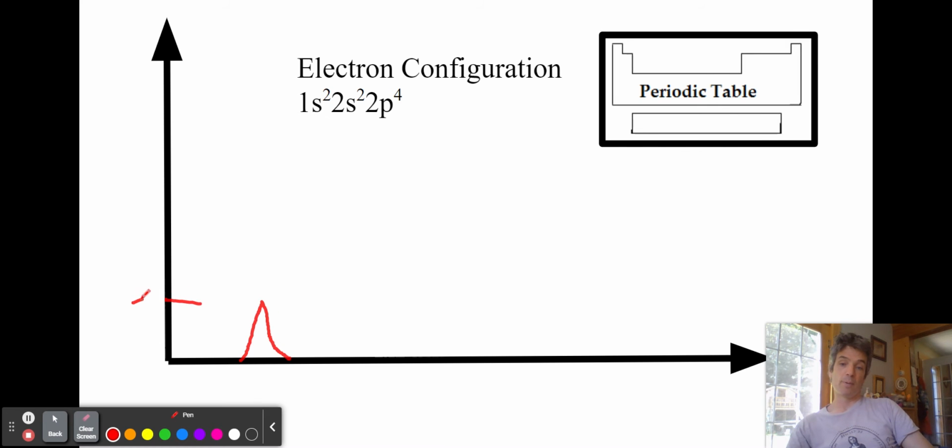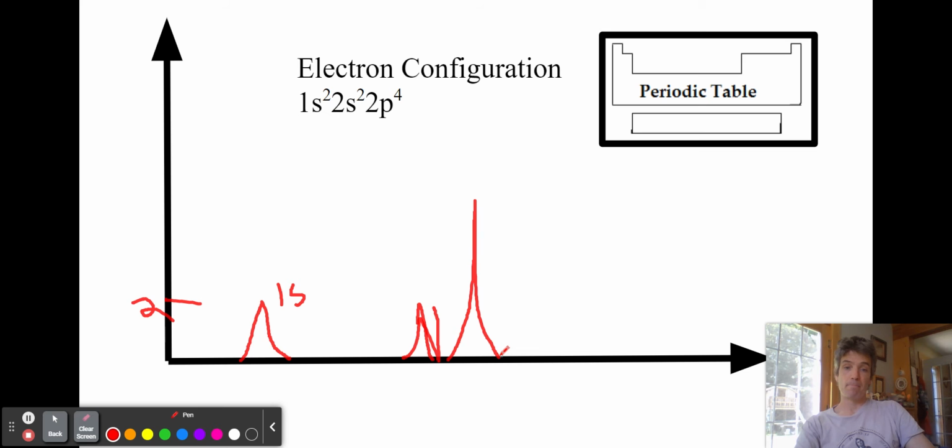There's going to be a peak here for 2. That's the 1s, and then some over there. Let's just call that a peak. This would be the 2s, and then there would be the 2p that would go up there like that. All right, that's what it would look like.